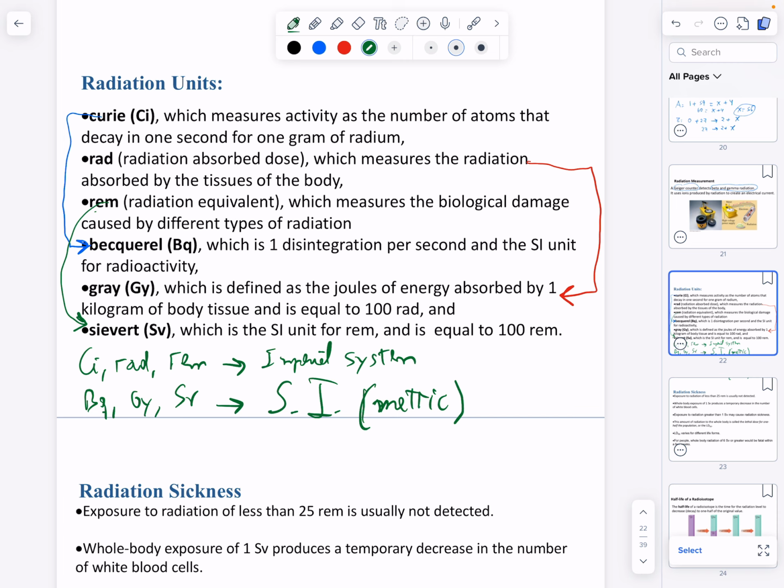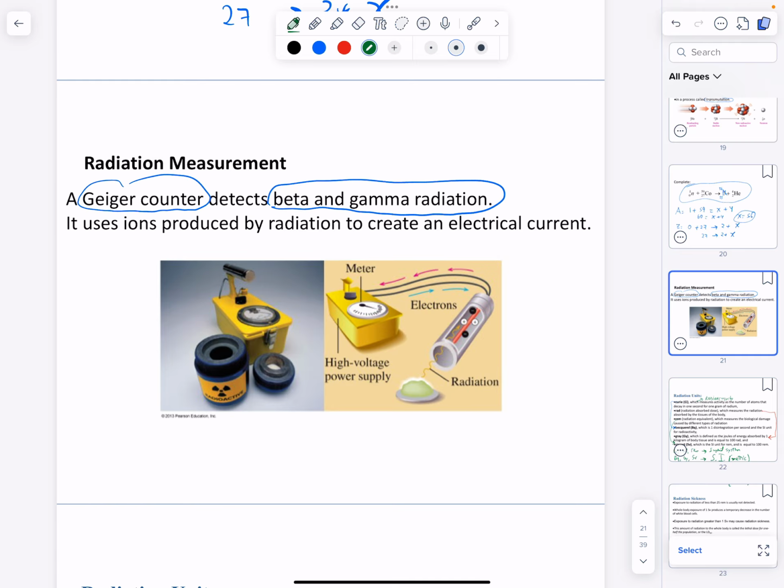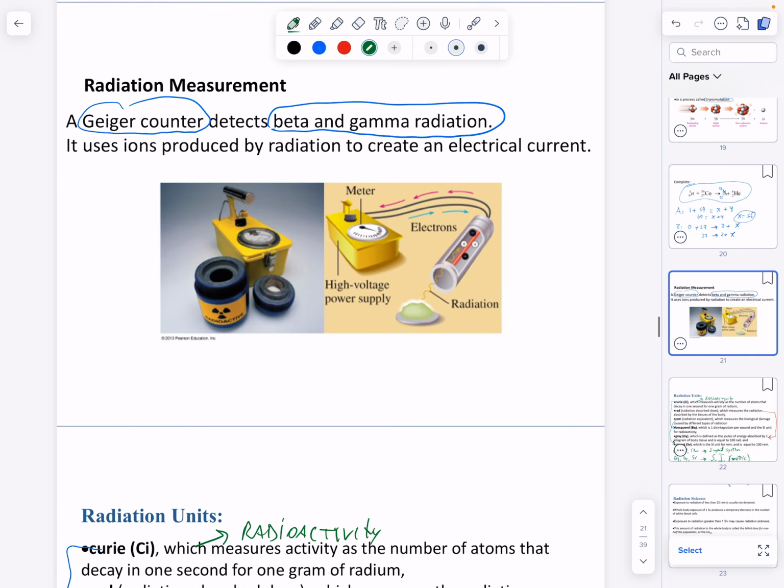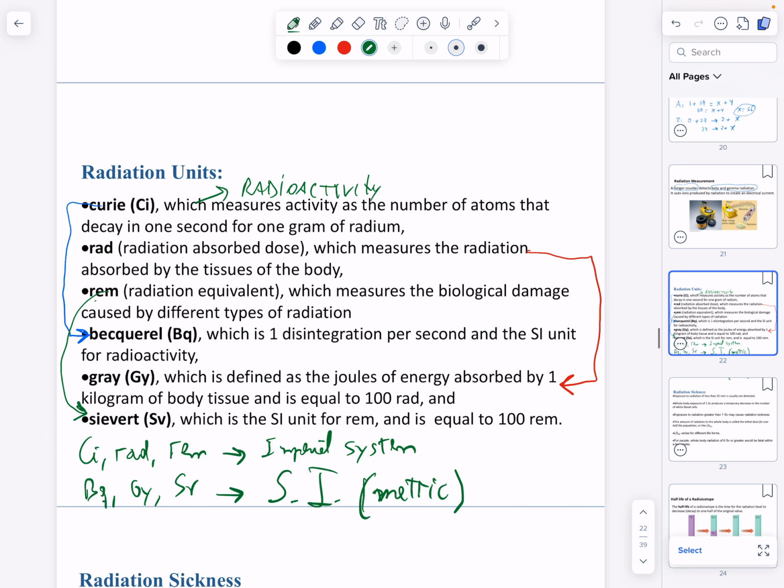Now, what they study. The Curie and the Becquerel measure radioactivity. Just to be simple, radioactivity, and that's what this machine measures. By measuring in Curies or Becquerels, you can measure how much radioactivity one object has, or how much radioactivity is in the air.